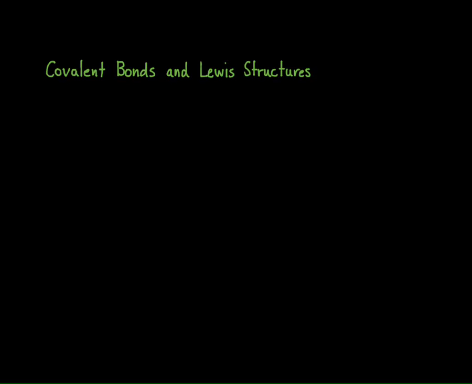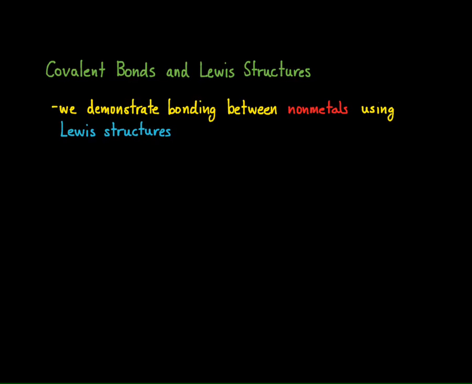So let's get into talking about covalent bonds and Lewis structures, because this is a very important concept for you to understand as we go on through the semester. We demonstrate bonding between typically nonmetals using Lewis structures, right? So we learned about this in general chemistry, really toward the end of the first semester of general chemistry, if you recall. Typically we are introduced to Lewis structures.